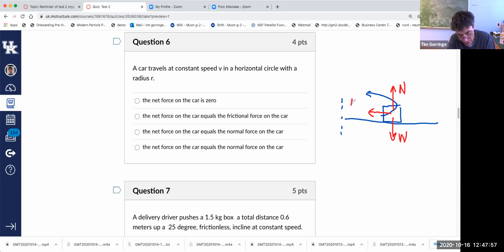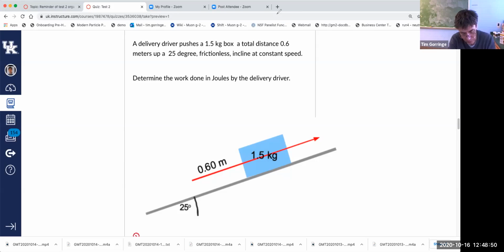And so this centripetal force, which is needed by the circular motion, is provided by the frictional force between the car tires and the road. And so that centripetal force is also the net force. And then the answer to this question would be that the net force on the car equals the frictional force.